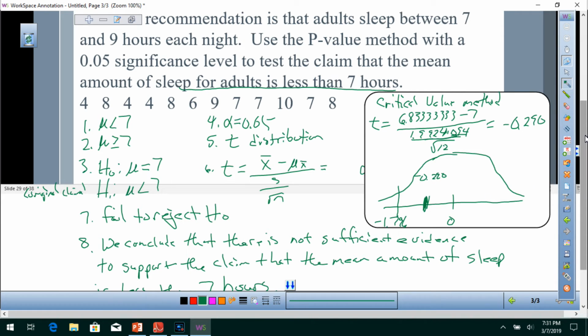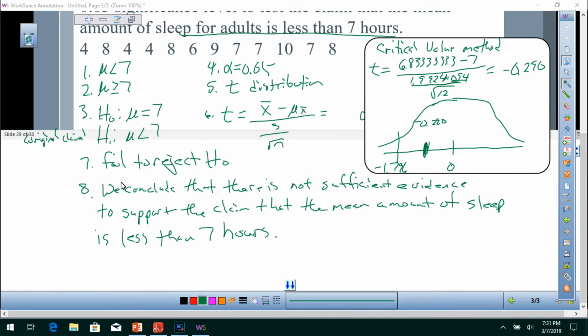So we reached the same conclusion. We reached the exact same conclusion. We failed to reject the null hypothesis because it's not over here in the critical region. So we fail to reject it. And we conclude that there is not sufficient evidence to support the claim that the mean amount of sleep is less than 7 hours. Good deal.